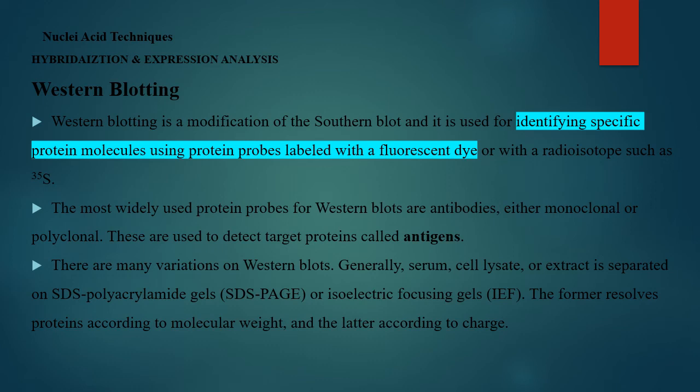Now, the most widely used protein probes for Western blots are antibodies. Don't forget, an antibody is a protein. This can either be a monoclonal or polyclonal form of an antibody. These are used to detect target proteins, which are called antigens. So they are antigens, and you are bringing antibodies to go and look for them. If that antibody is present and the antigen is present, the antibody which we have labeled will be able to bind to it. There are many variations on the Western blots.